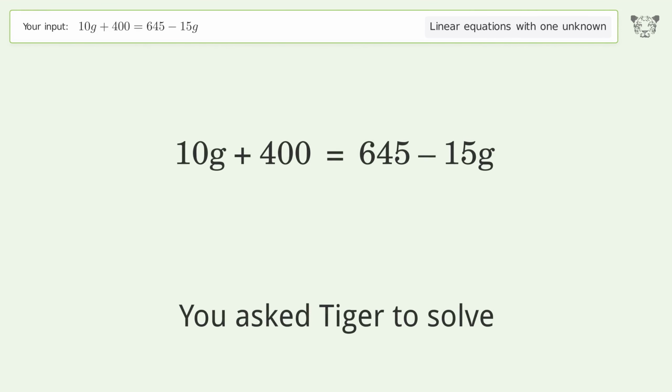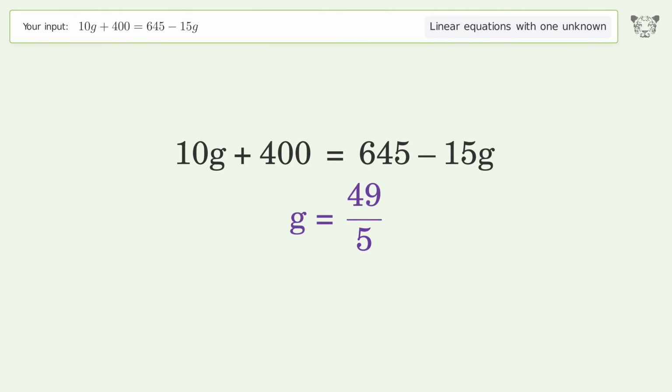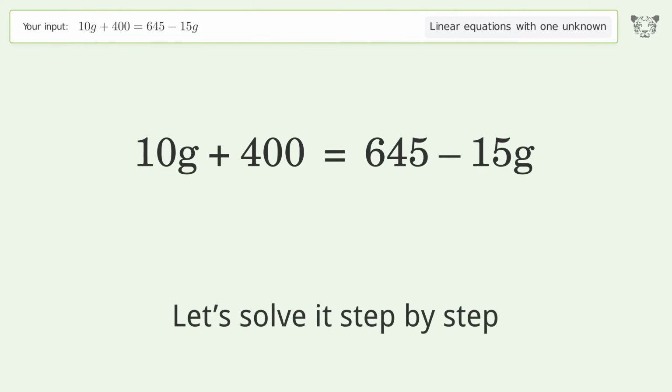You ask Tiger to solve. This deals with linear equations with one unknown. The final result is g equals 49/5. Let's solve it step by step.